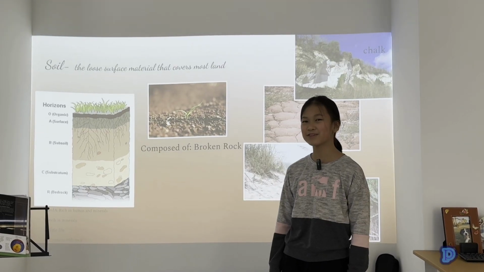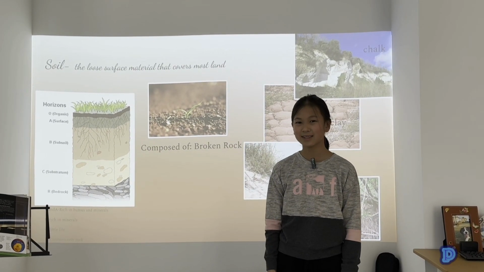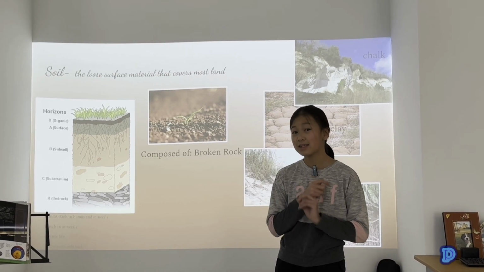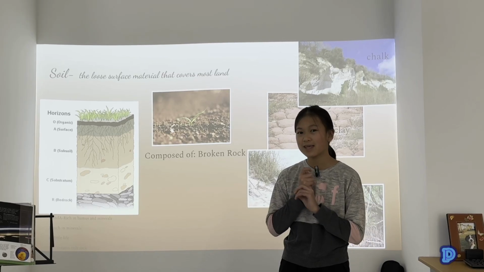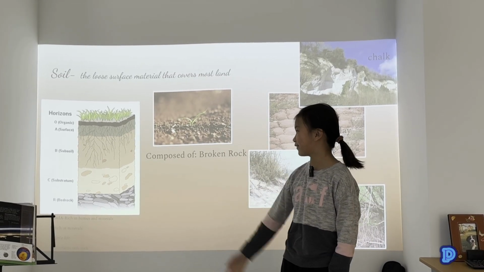The definition of soil is the loose surface material that covers most land. So if you see brown stuff, or even there's different types of soil in our world. There are also different layers of soils.